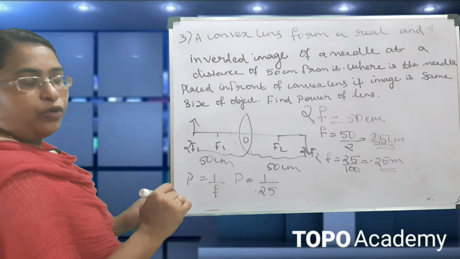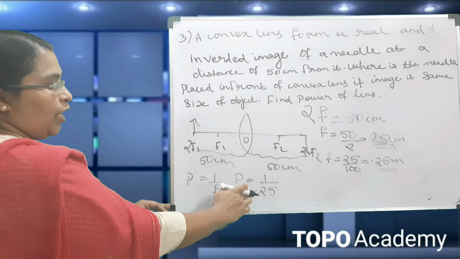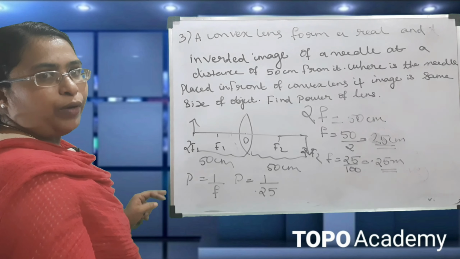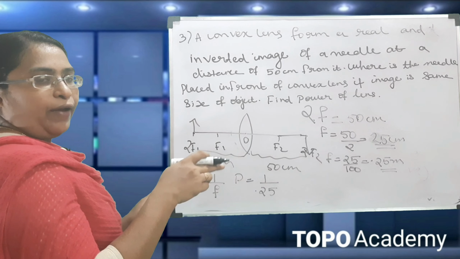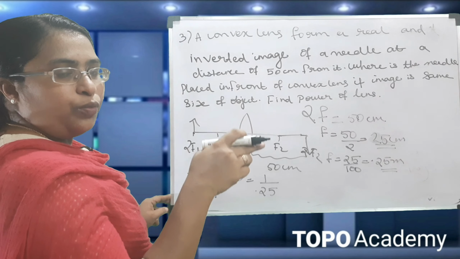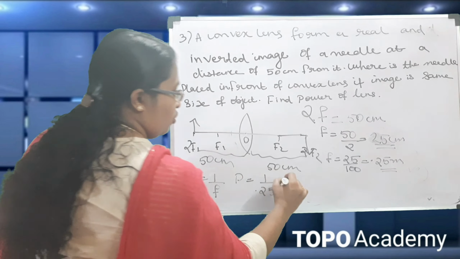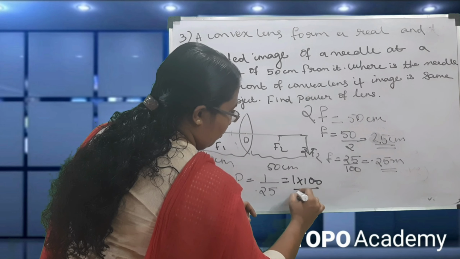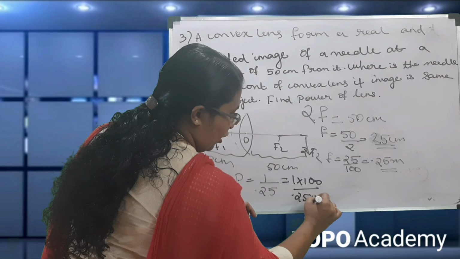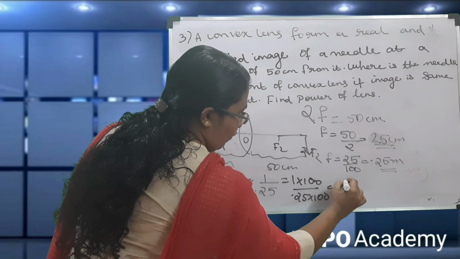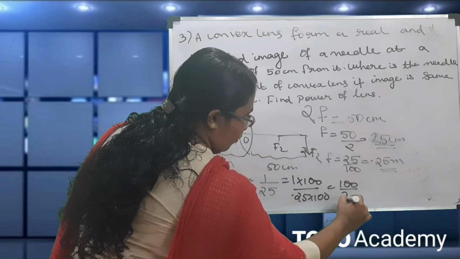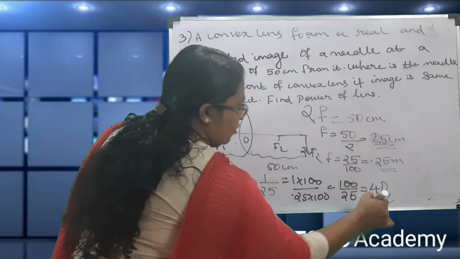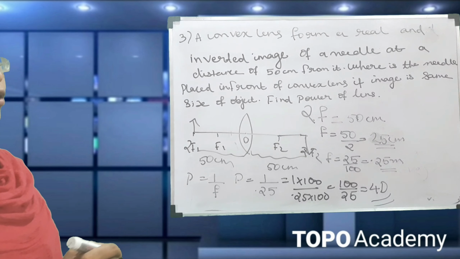In order to remove this decimal point, there are 2 digits after the point, so we have to multiply by 100 in the numerator and the denominator. So it is equal to 1 into 100 divided by 0.25 into 100, which is 100 divided by 25. So it is 4 diopter.